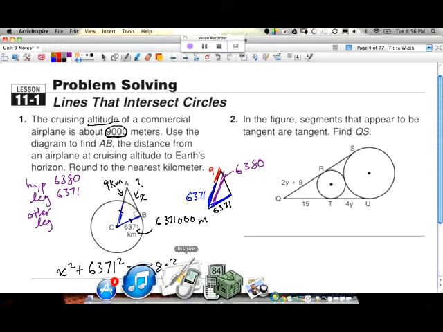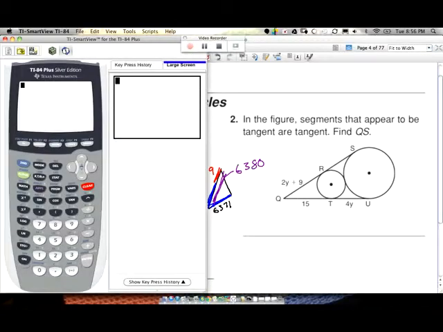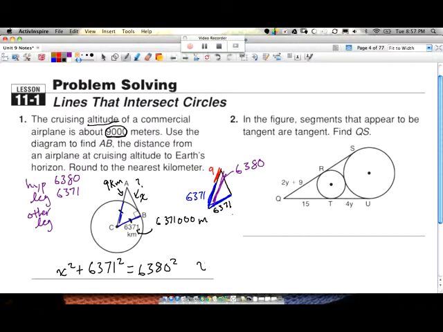Oh, that's going to be some big numbers. I'm going to shortcut a little bit. We know that we're going to subtract that 6,371 squared from the 6,380 squared. So I'm going to do 6,380 squared minus 6,371 squared. Then we need to square root that. So I need to do second, then the square root, and then the answer that we just found. And that's 338.7, 338 kilometers. So x equals 338 kilometers. Well, that's a lot further than I was thinking, actually, so that's kind of cool. All right, let's look at number 2.